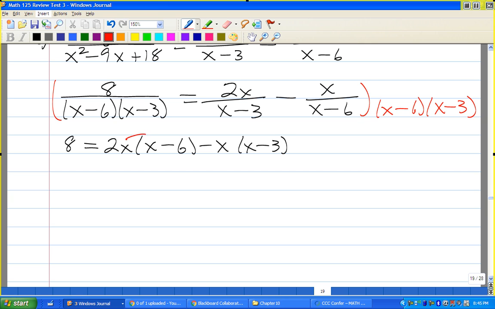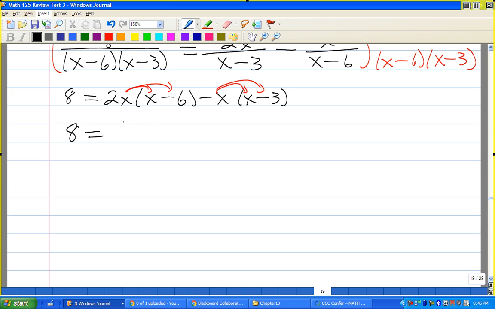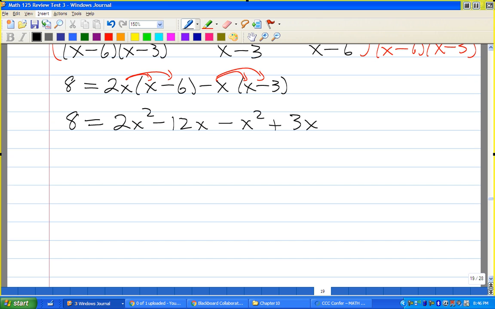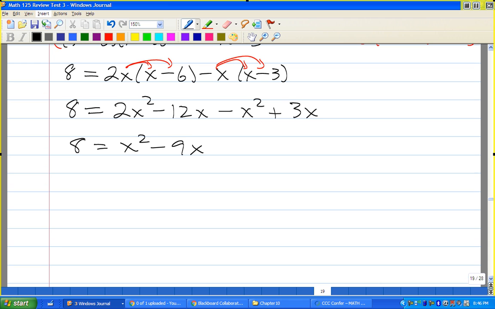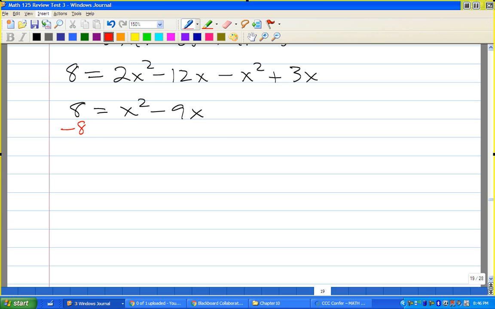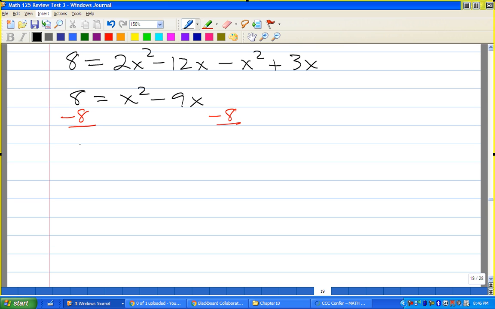Let me multiply 2x, negative x, inside the parentheses. So 8 is equal to 2x squared minus 12x minus x squared plus 3x. Combine like terms. So you get 8 is equal to x squared minus 9x. Subtract 8 from both sides of your equation. And so I get x squared minus 9x minus 8 is 0. Let me factor.